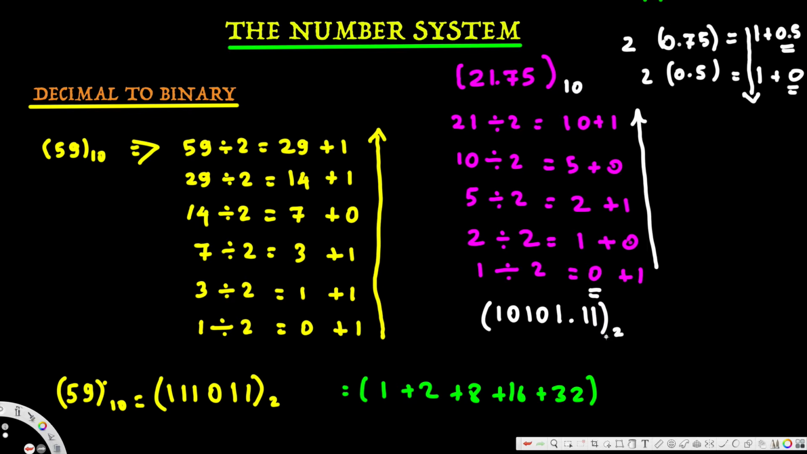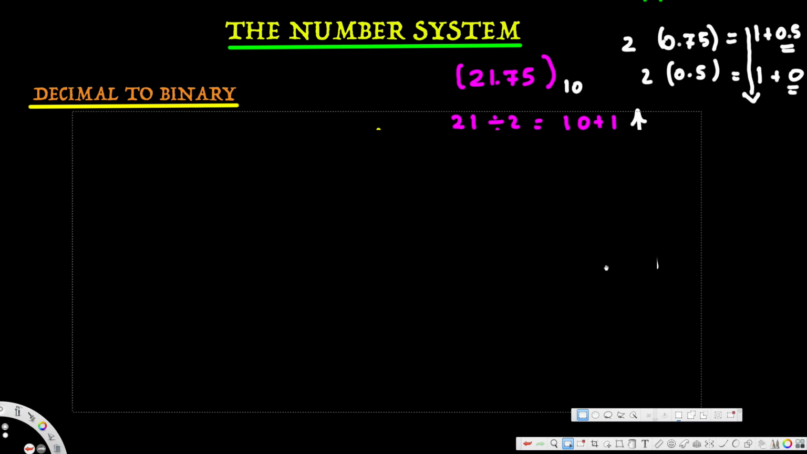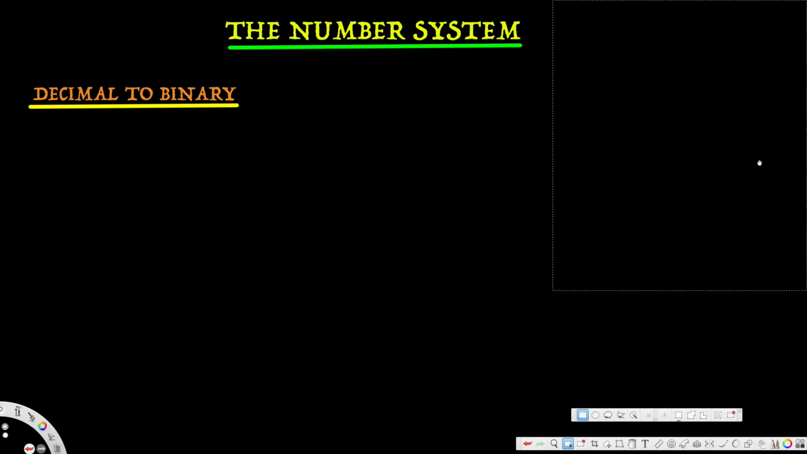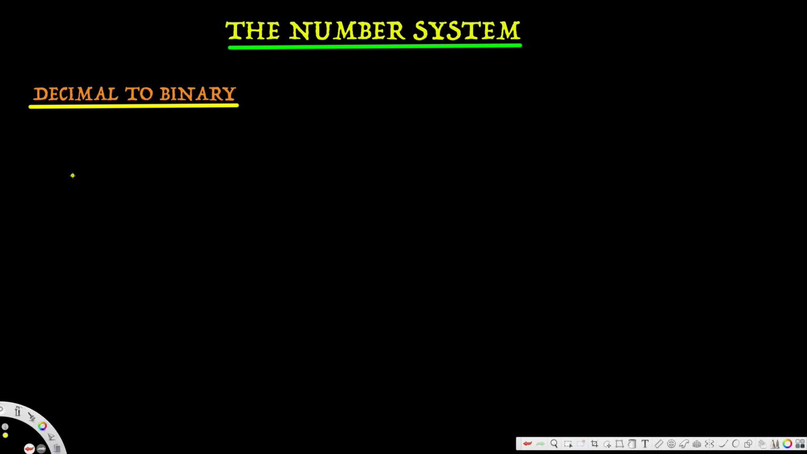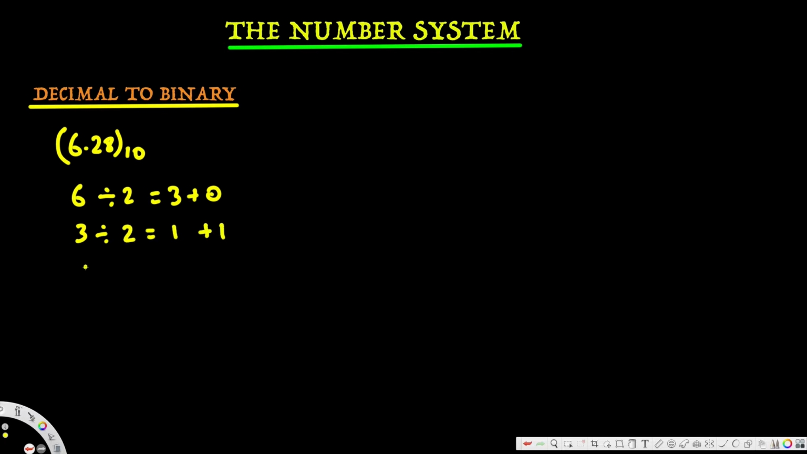Now let's look at another number that has a long multiplication of decimal points. Let's get rid of this one. Okay, let's say we have a number such as 6.28, the base is 10, and if we want to convert this one into binary, what we have to do is take this whole number and divide it by 2 until we get 0. So 6 divided by 2 is going to be 3 plus 0, then 3 divided by 2 gives us 1 plus 1, then 1 divided by 2 gives us 0 plus 1.